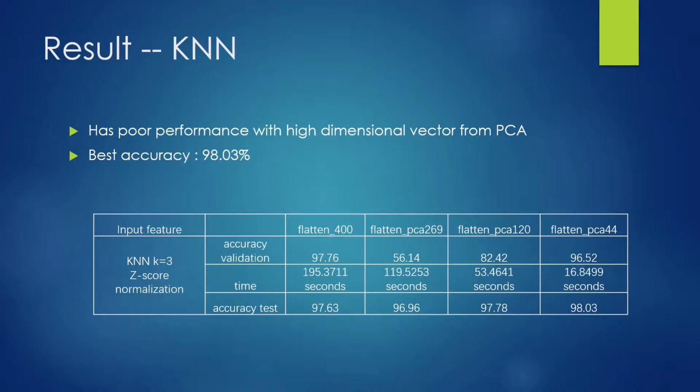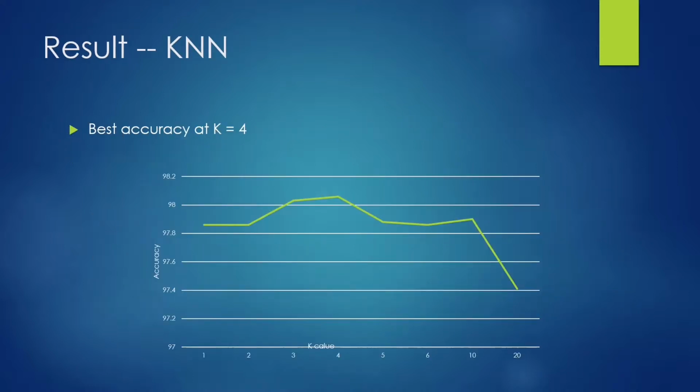And the high dimensional vector from PCA has very poor performance in validation accuracy. And the k has some influence in the KNN method. You can see the best accuracy is at k equals 4, and when the k value increased to 20, the accuracy decreased by 1%.